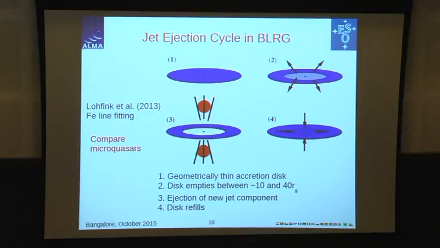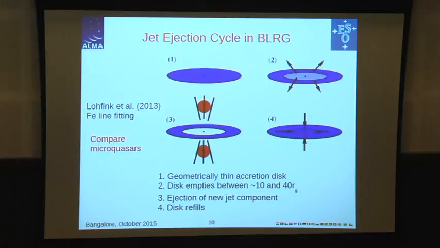What seems to be happening is that there's a characteristic change in the spectrum of the disk just before the component is ejected. This is, I think, motivated by the situation in X-ray binaries. So we start off with a fully filled disk. Then the center of the disk, between 20 and 40 gravitational radii, disappears. Method of disappearance unknown. Shortly after that, stage 3, a radio component is ejected from the cleared disk, and then it refills again.